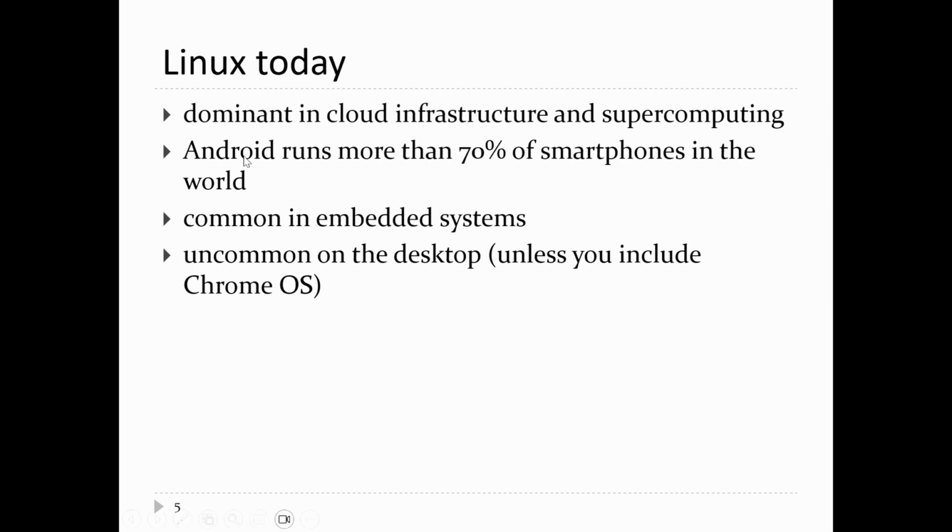Android is a derivative of Linux, and it runs on 70% of smartphones in the world. Much lower fraction in North America because a lot of people use Apple iPhones in North America. But worldwide, 70% of smartphones run Android. It's common in embedded systems. So again, things like those cameras that are up there, the Wi-Fi routers up there, there's a good possibility that they're running some version of Linux. It's very uncommon on the desktop.